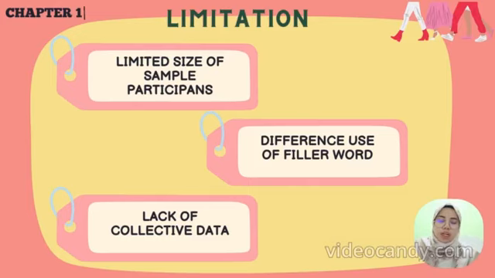So for limitations, we believe that we might face several problems while conducting this research paper, which are the limited size of sample participants, different use of filler words, and also lack of collective data. The limited size of sample participants might link with the lack of collective data, because while conducting this research paper, we acknowledge that the time of conducting it might not suit other students. So they might have limited time or not be free to answer our Google form. Due to that reason, we might face a limited sample of participants and also lack of collective data, to sum up in our data collection chapter.